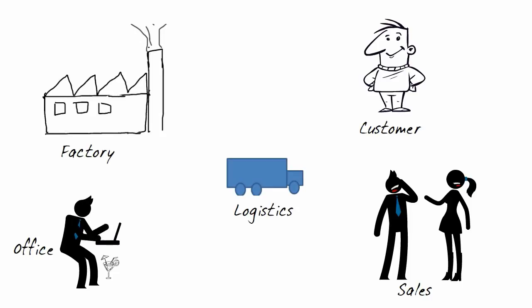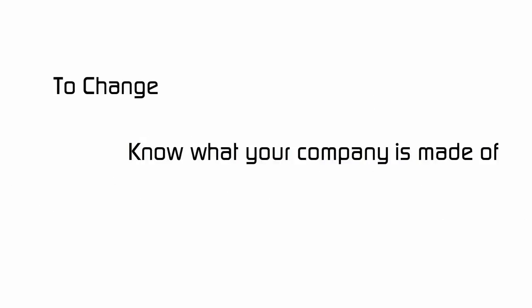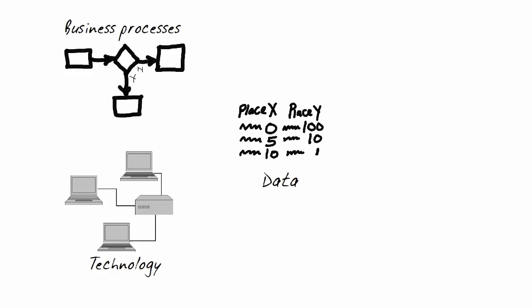Technology connects these functions together. Today, technology is present everywhere, so you can't have a business without taking it into consideration. Let's say you want to change something in your company in a major way. The first step is always to make sure you know what your company is made of. This doesn't just mean the technology, it also means your business processes and the information you need to do your business, among many other things.